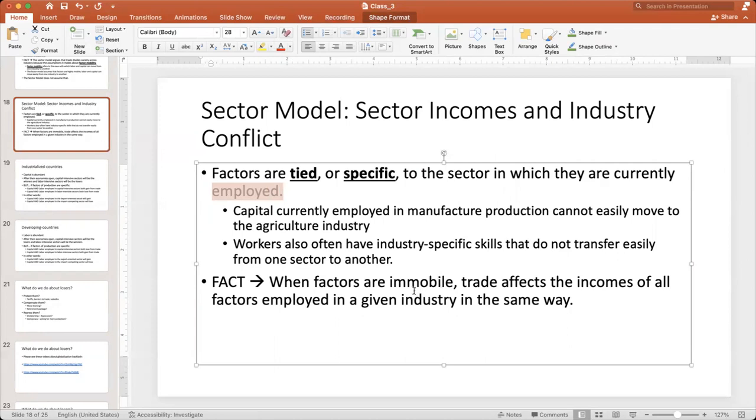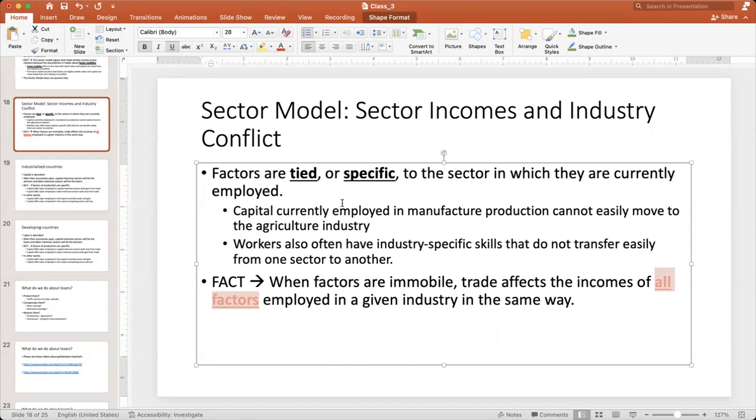So when factors are immobile, trade affects the incomes of all factors employed by a given industry in the same way. What does that mean? We saw in the Heckscher-Ohlin and Ricardian model, and even in the factor model, that there are losers, right? The losers are the non-competitive sectors. But the losers are only one of the factors of production. So if the factor of production is the scarce factor, well, that would be the loser.